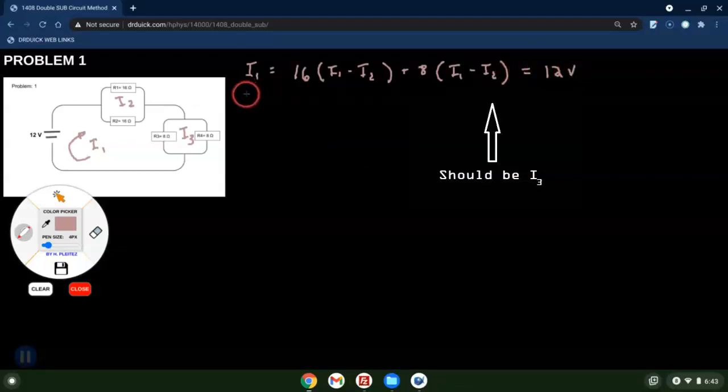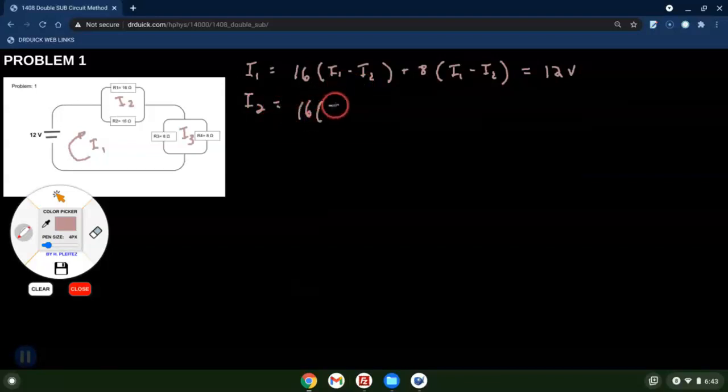For I2, it's just this one loop going around, so we're going to flip this first one. So it's going to say 16 times I2 minus I1, plus, and we have the same resistor, essentially, the same ohms, 16 I2 for this guy, is equal to 0.